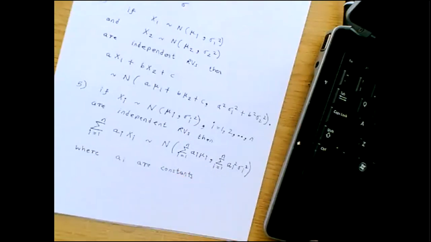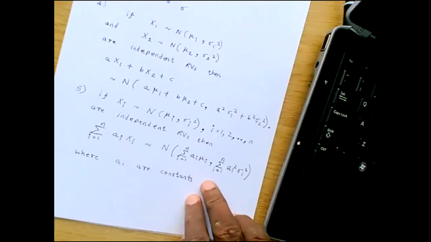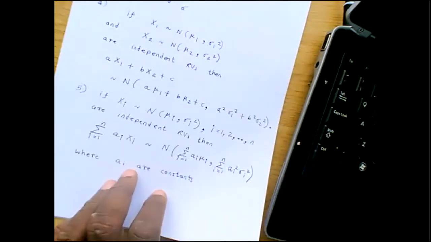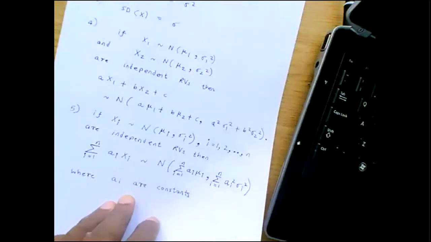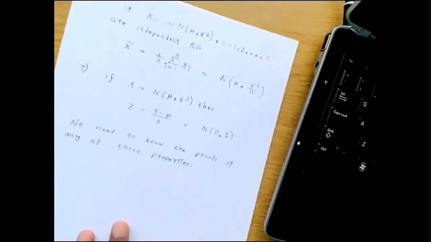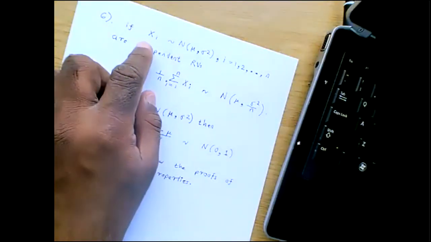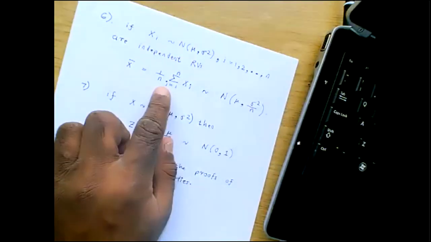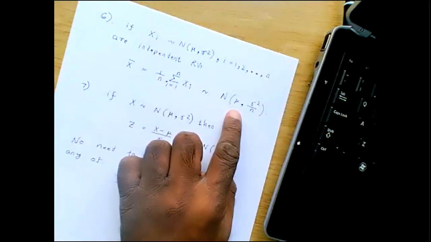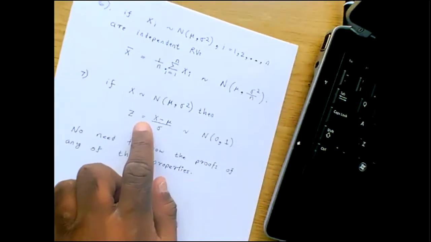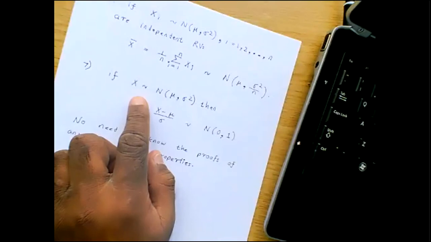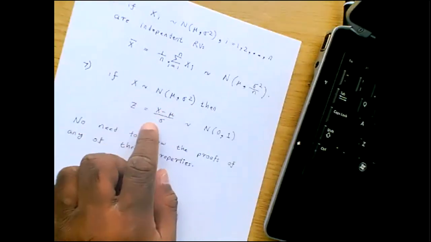Okay, guys. Yes, you are right, Robert. The range also measures variability. Range is the maximum minus the minimum, right? And one more property: if you have IID, independent and identically distributed normal variables, then their sample mean is also normal, right?